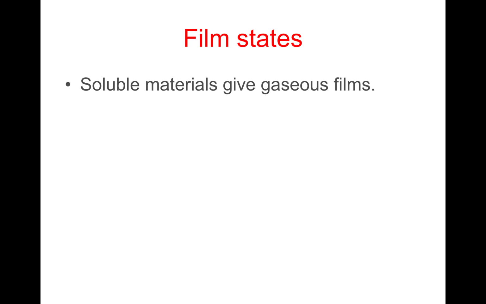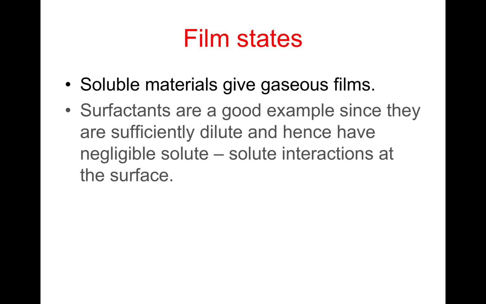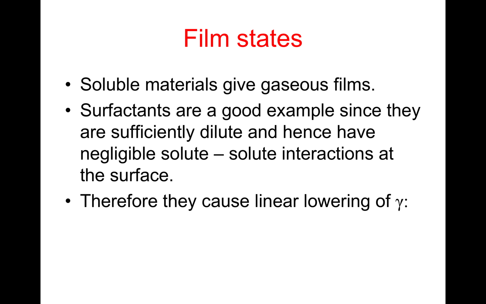As mentioned in the earlier lecture, soluble materials give gaseous films, and surface active agents are a very good example, since they are sufficiently dilute and hence have negligible solute-solute interactions at the surface. Therefore, they cause a linear lowering of surface tension gamma.